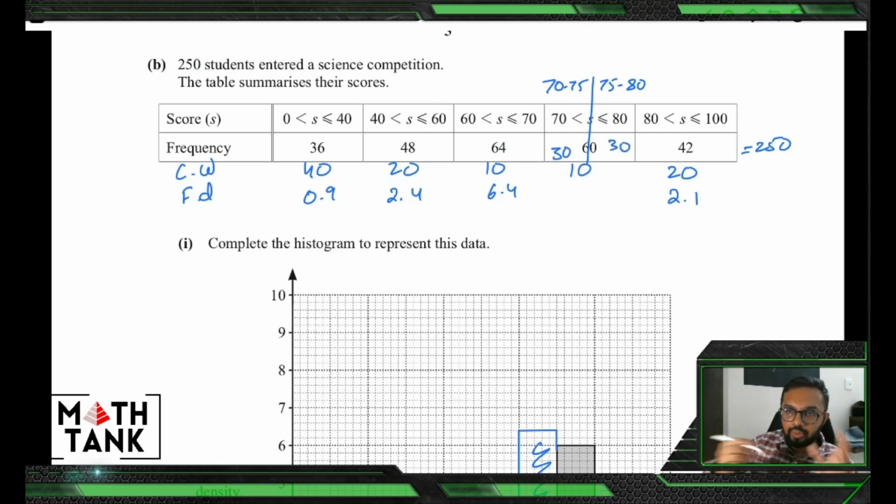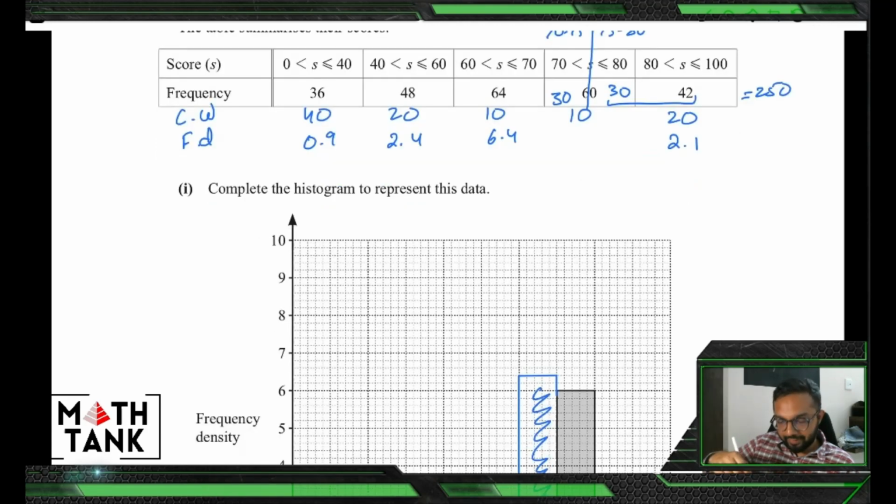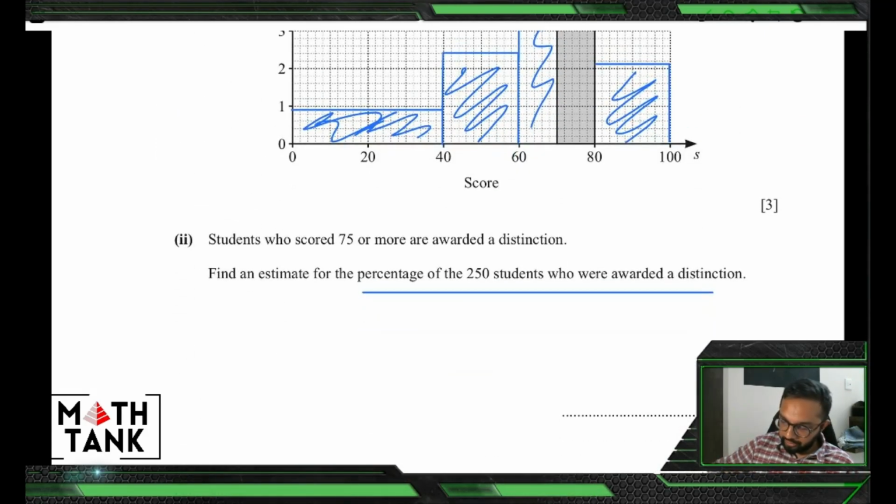Why? Because there were a total of 60 people. Now, how many are more than 75? See, I'm estimating. Now, this is not a precise answer. Why? Because I've divided the class sort of on an average basis. Okay. But that's what the question is asking you to do. It's asking you for an estimate. So 72 out of 250.